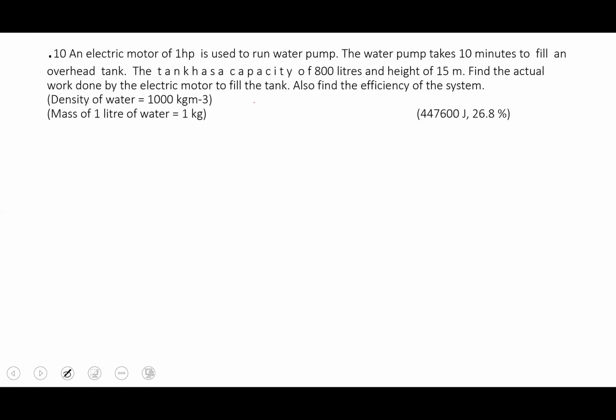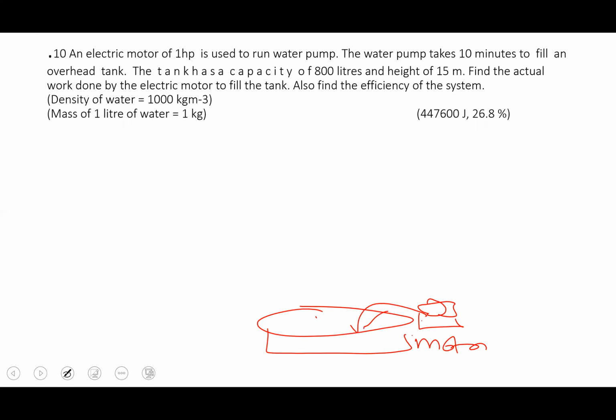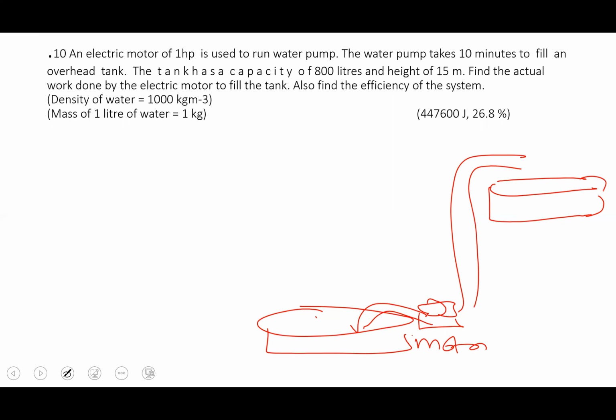Now the last question says: an electric motor of 1 horsepower is used to run a water pump. The water pump takes 10 minutes to fill an overhead tank. The tank has a capacity of 800 liters and a height of 15 meters. Now the motor is over here, and the water is pushed up through this pipe to a height of 15 meters to a tank on top, and the water is thrown over here like this.